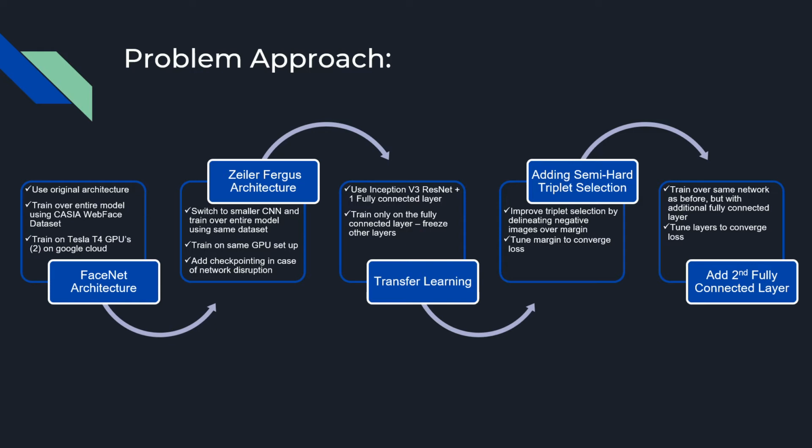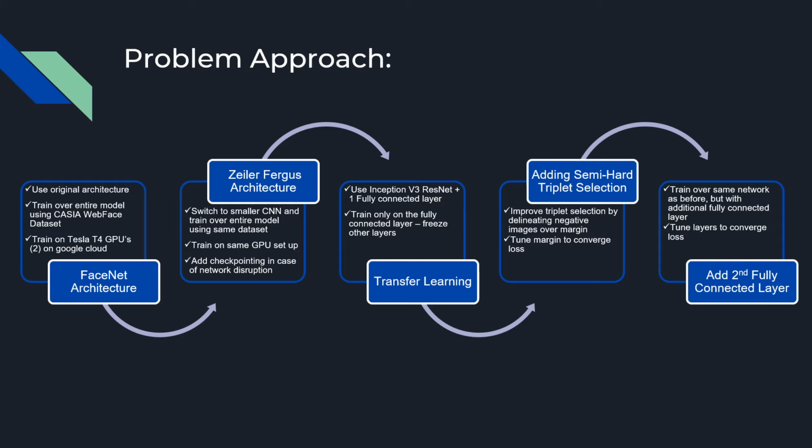We tried a variety of different architectures. However, we quickly ran into several problems of resource power and training time, as well as data set size. So eventually we switched to transfer learning, where we used the Inception v3 ResNet model as our base, and then added a single fully connected layer on top to generate the feature embedding. However, once we started training this, we found that our loss wasn't converging. After some investigation, we determined that the reason was we were doing hard triplet selection instead of semi-hard triplet selection.